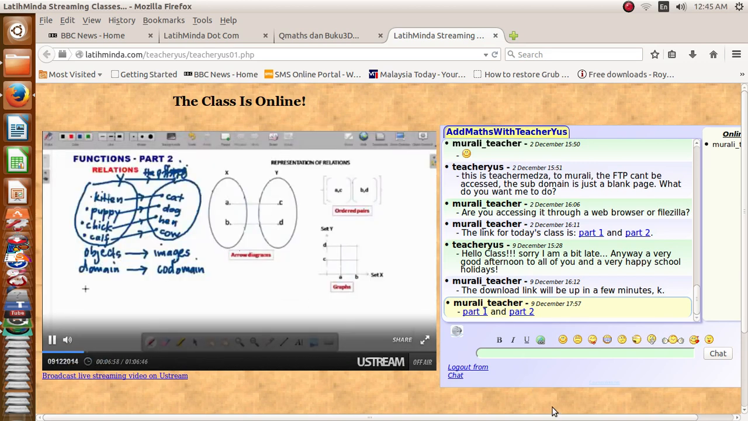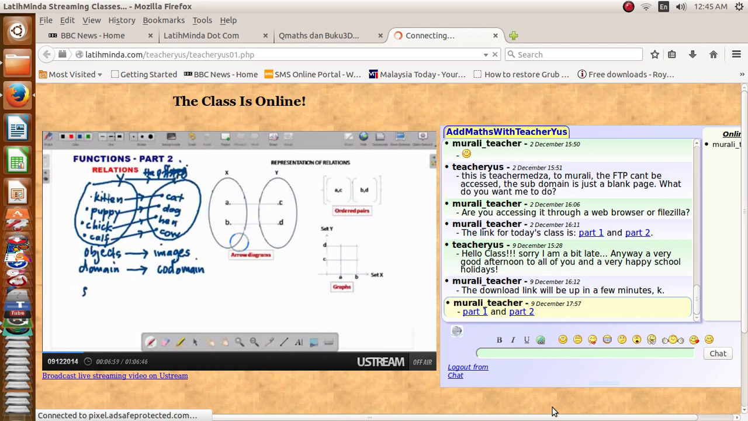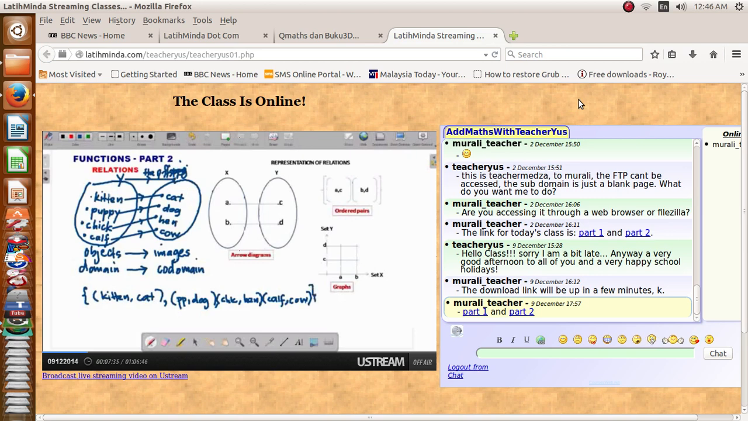Ordered pairs will be written like this: parenthesis, open bracket kitten, comma, cat, close bracket, comma, open bracket puppy, puppy goes with dog, another bracket of chick goes with hen, close bracket, and another bracket of calf with cow, close bracket and close parenthesis.